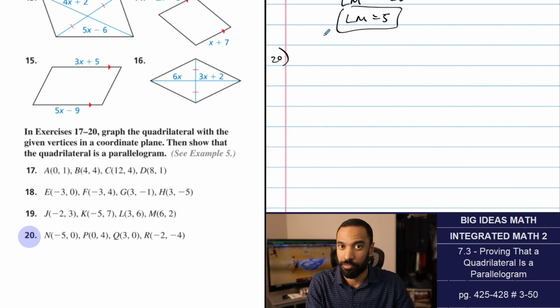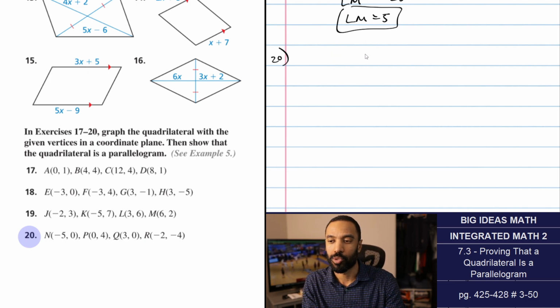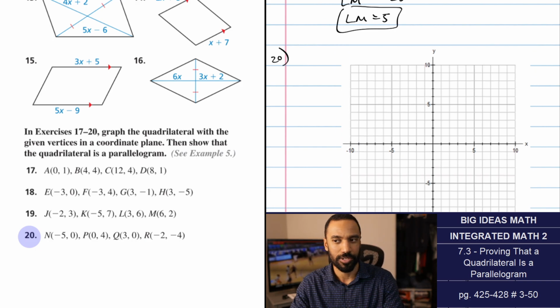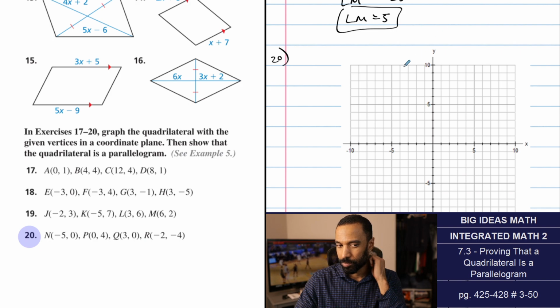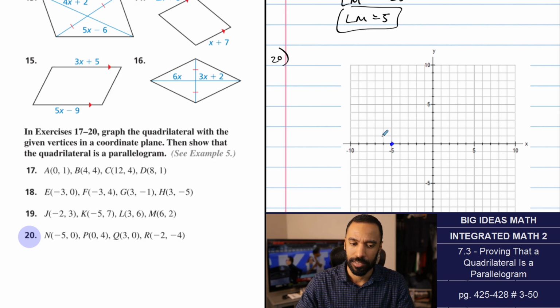Of course, I could have also found the slopes of the other parts. Yeah, totally. Number 20. Maybe I'll do that for this one. Maybe we won't find distances. We only use slopes, you know? Because opposite sides parallel will totally work. Negative 5, 0 is N. 0, 4 is P. 3, 0 is Q. Negative 2, negative 4 is R.